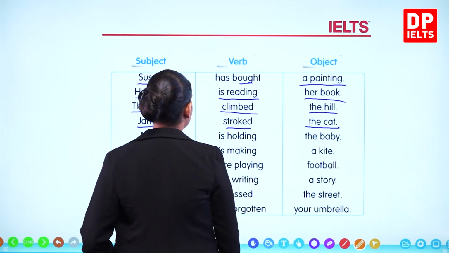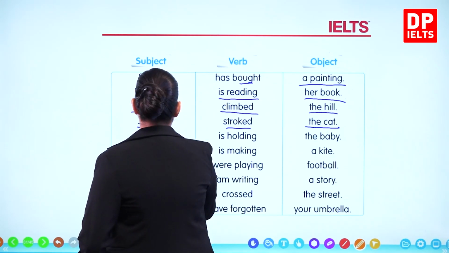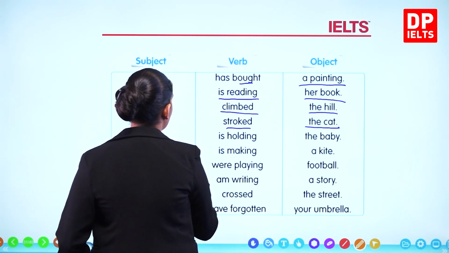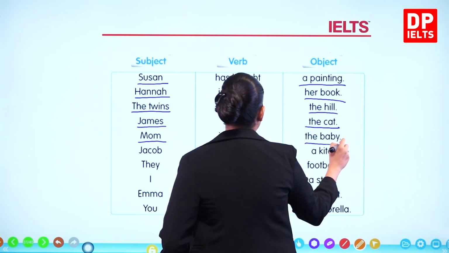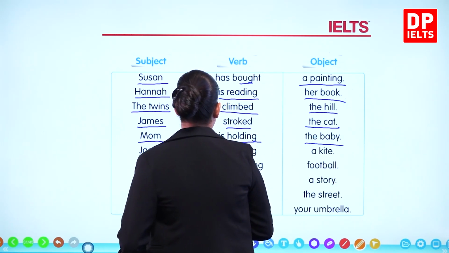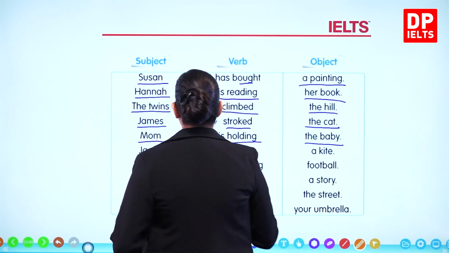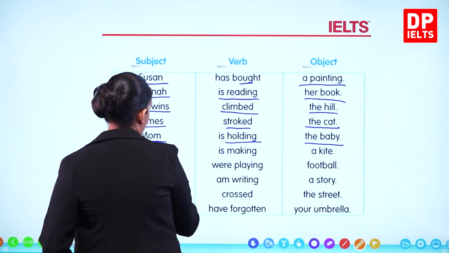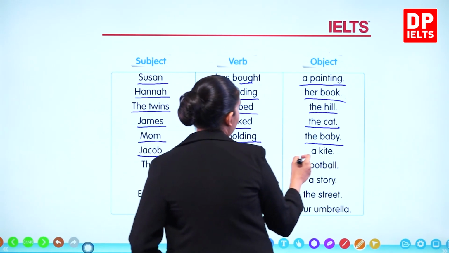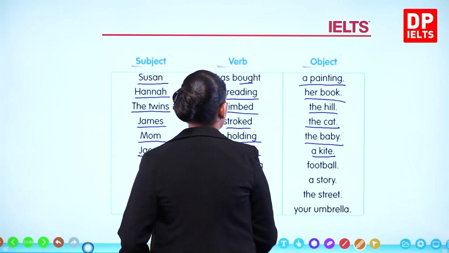Mom is holding the baby. Who is holding the baby? Mom. What is mom holding? The baby. And therefore holding becomes the verb. Jacob is making a kite. Who is making a kite? Jacob. What is he making? A kite. Therefore, making becomes the verb.